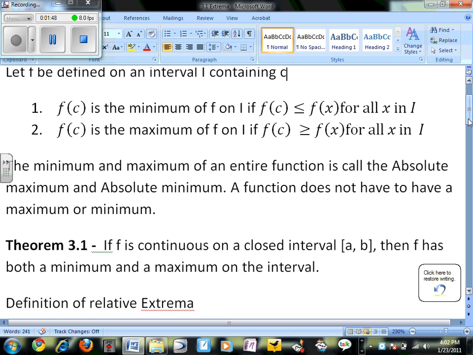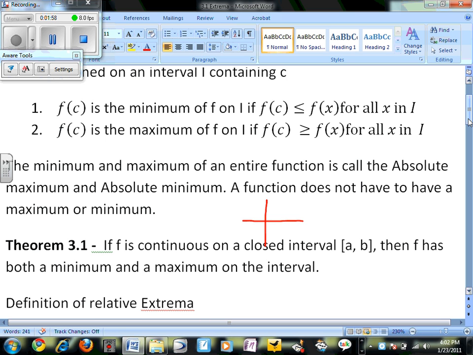The last sentence here is important. A function does not have to have a maximum or minimum. Basically what that means is, if it's not a closed interval, which means it goes on forever and ever, we don't know what its maximum or minimum is. It just keeps going. Okay.